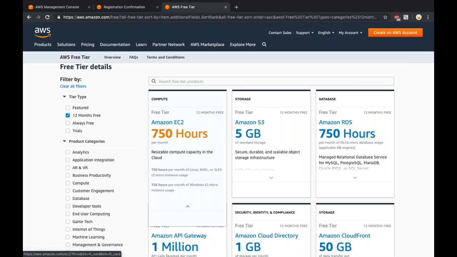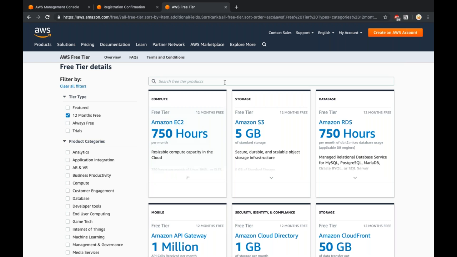But here it comes with a single condition that you need to use T2 Micro. What basically a T2 Micro is, it's just one of the instance types that offers you one core CPU and 1 GB RAM. This is the only condition that you need to stick with this T2 Micro only. If you exceed above this T2 Micro, it will be chargeable to you. So if you remain in this limitation, T2 Micro, then you get 750 hours per month for free, which is available for you for the next 12 months.